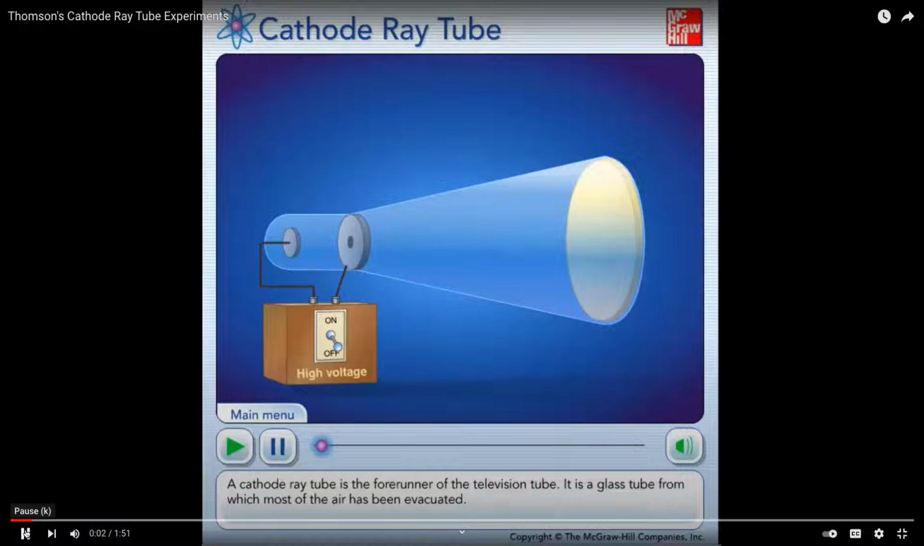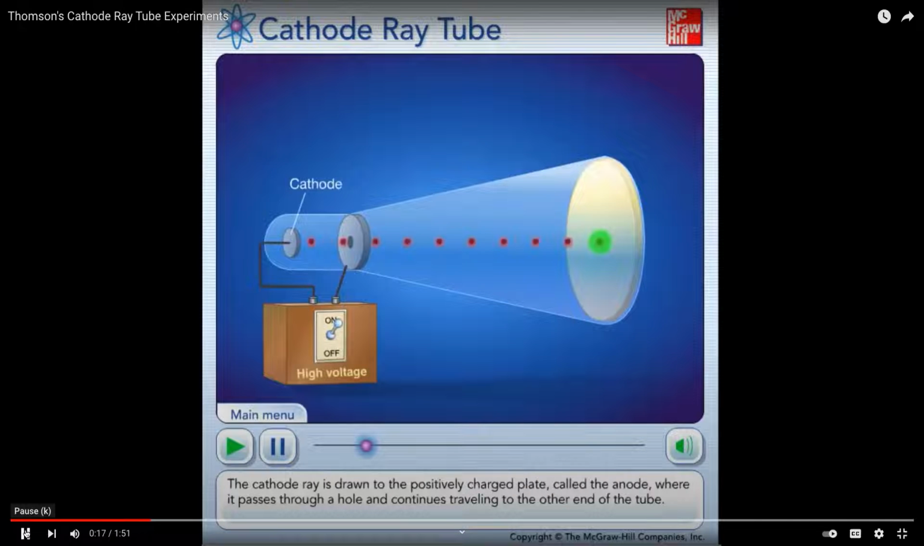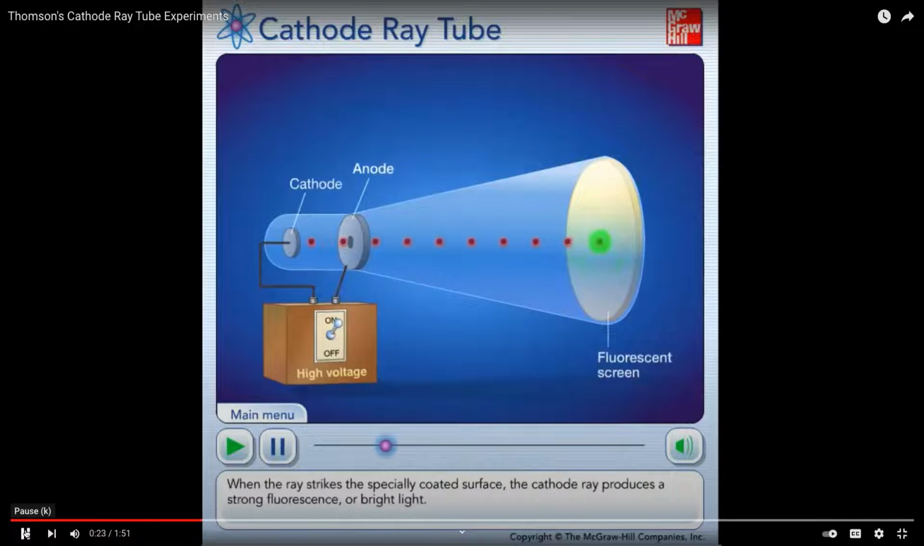A cathode ray tube is the forerunner of the television tube. It is a glass tube from which most of the air has been evacuated. When the two metal plates are connected to a high voltage source, the negatively charged plate, called the cathode, emits an invisible ray. The cathode ray is drawn to the positively charged plate, called the anode, where it passes through a hole and continues traveling to the other end of the tube. When the ray strikes the specially coated surface, the cathode ray produces a strong fluorescence or bright light.